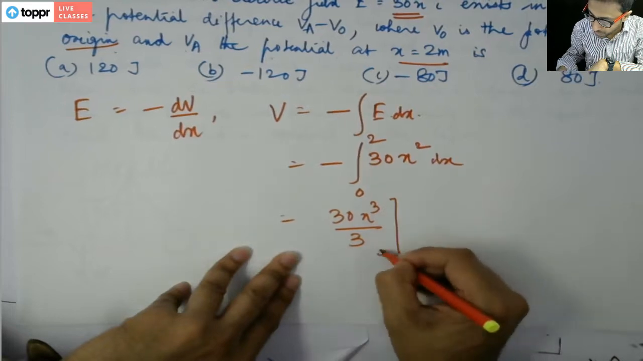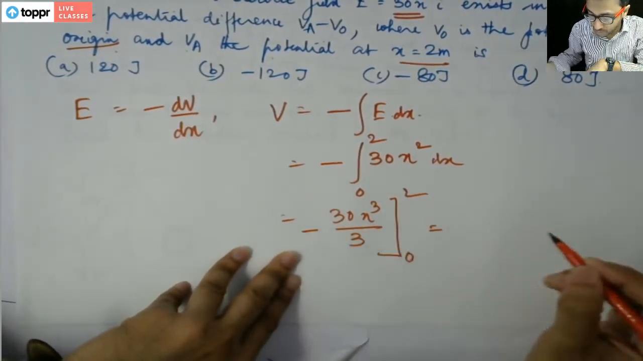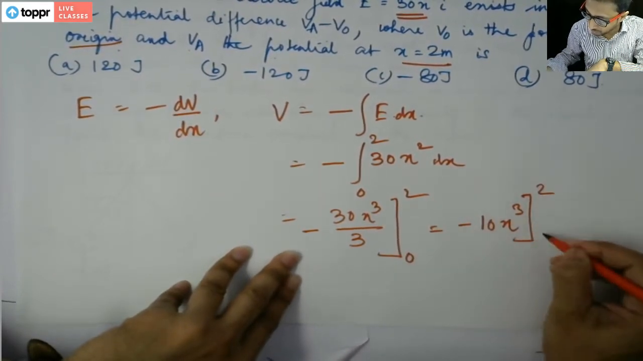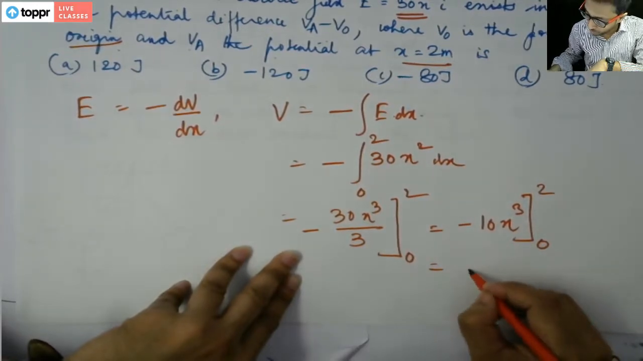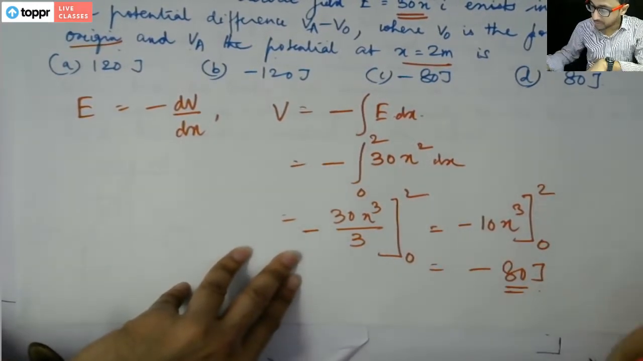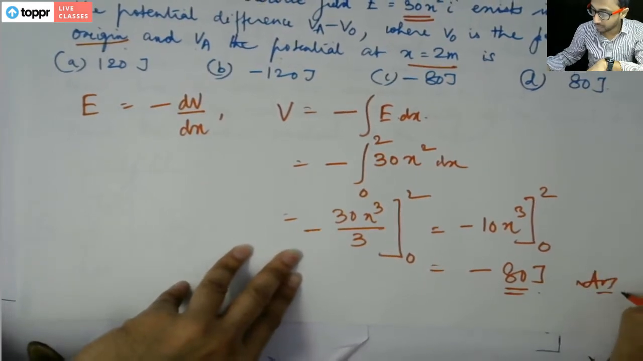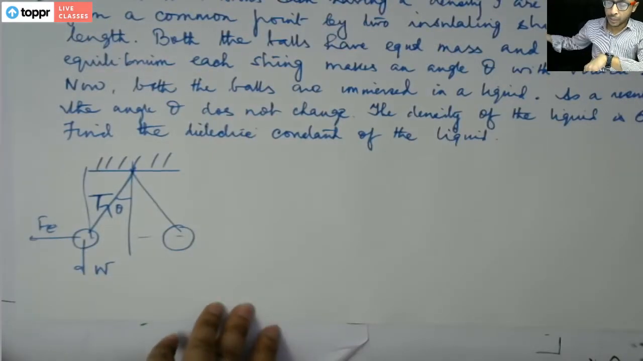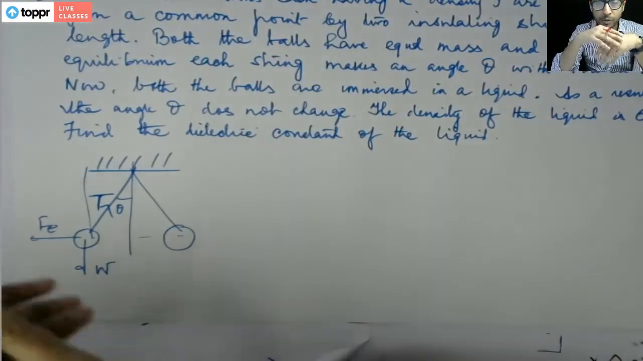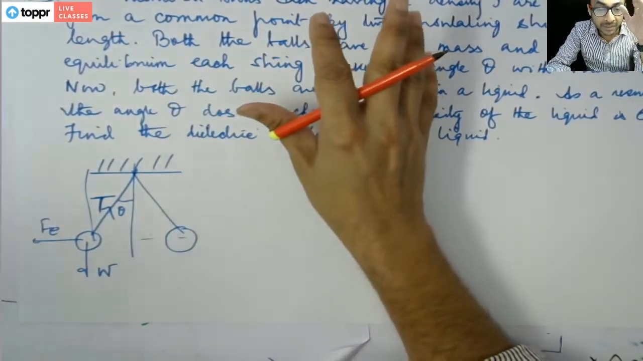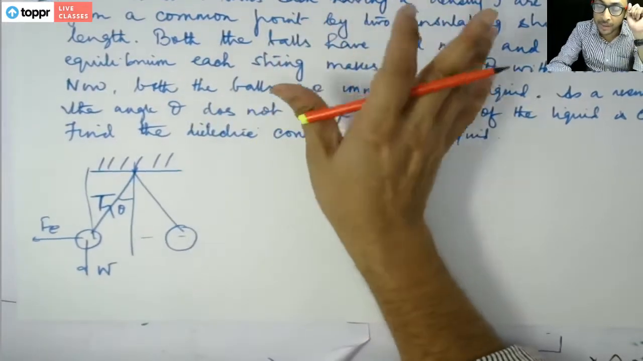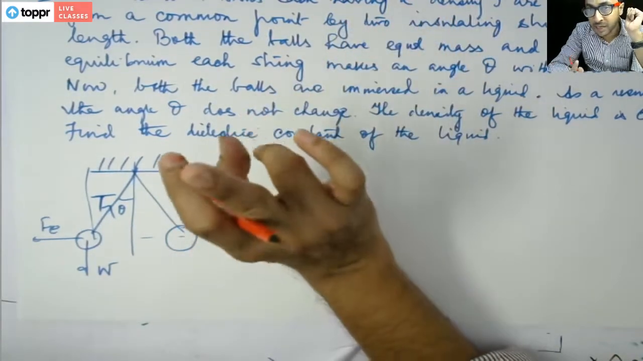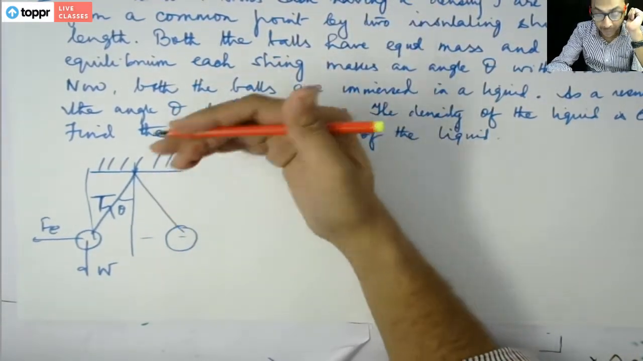This is 30x cube by 3. Minus should always be there. That is minus 10x cube. So by putting 2, you will get minus 80 joule. Right? Minus 80 joule is the answer. Clear? So for solving these kinds of problems, you don't need to know the derivation of the formula always. You definitely need to know it. But for solving problems in your competitive exam, you just need to know the basic concept and the formula, and you have to apply them.